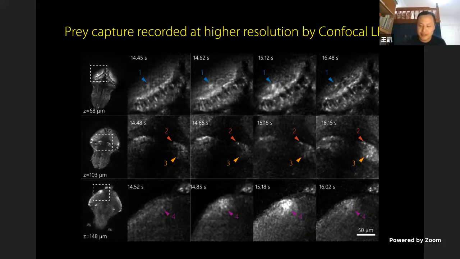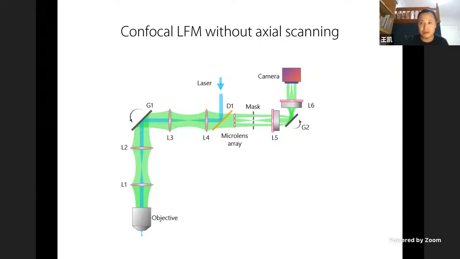Okay, so this experiment demonstrates that confocal light field can provide improved resolution and signal-to-noise ratio in imaging freely moving zebrafish. Then we want to apply this technology to imaging the mouse brain. But for the mouse brain, the previous system is a little bit complex. That is because we have to do fast axial scanning. If we do not need fast axial scanning, the system can be greatly simplified.